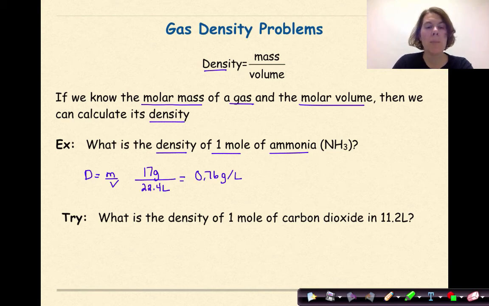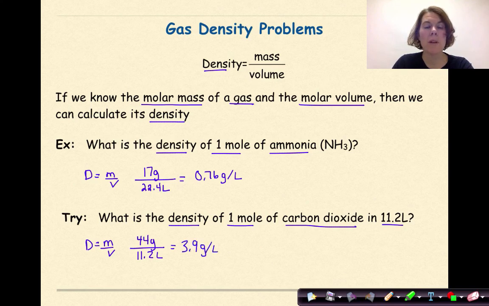Let's look at another example. What is the density of 1 mole of carbon dioxide in 11.2 liters? So in this situation, they're giving us the volume. So the first thing that you should always do is write the density formula. Density is equal to mass over volume. The mass of carbon dioxide is 44 grams. So we're going to write 44 grams on top. They're giving us the volume, which is 11.2 liters. And if we divide 44 by 11.2, our answer should be 3.9 grams per liter. And that's another example of a gas density problem.